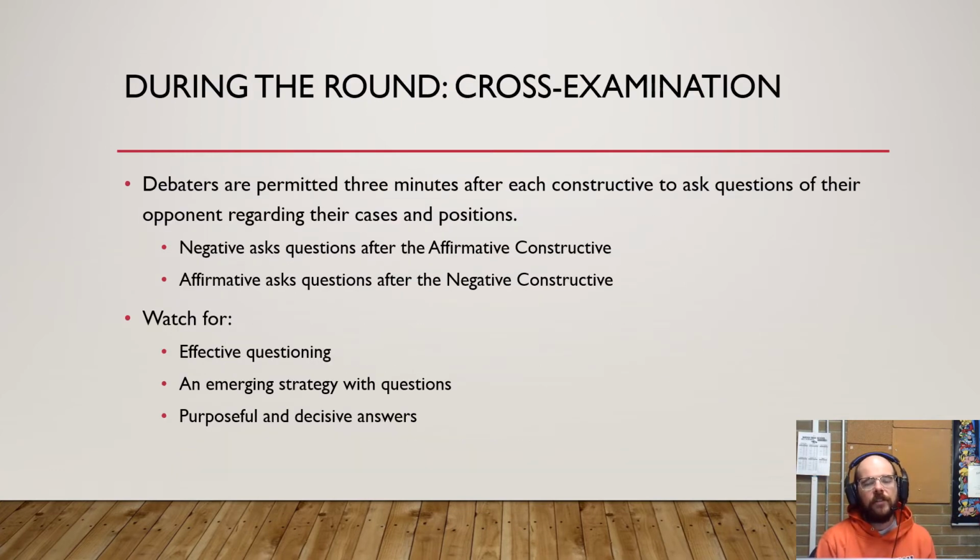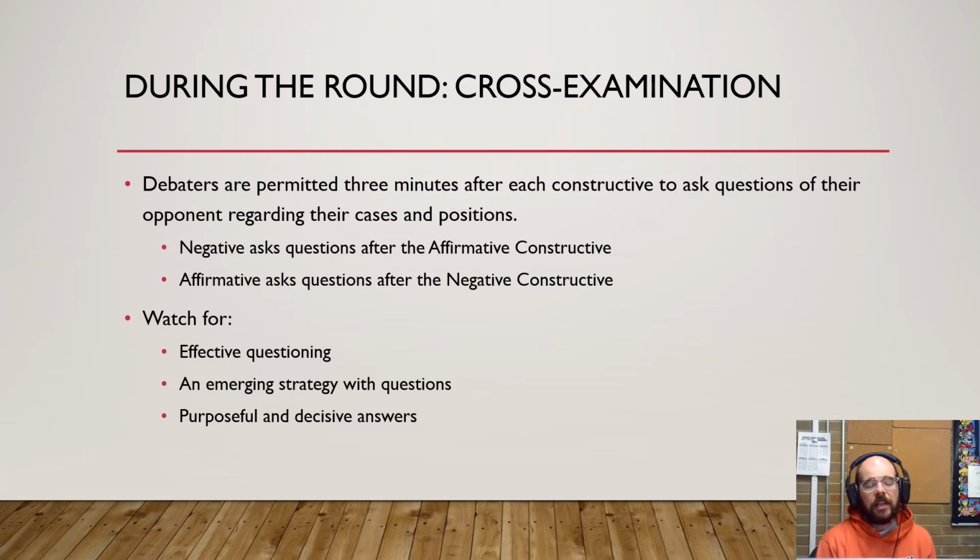After each one of the constructive speeches, there will be a 3-minute cross-examination period. After the affirmative constructive, the negative will ask questions of that affirmative constructive. After the negative constructive, the affirmative gets a turn asking questions. In general, there are 3 major goals of cross-examination. First, to clarify arguments. Second, to attack. Third, to set up their own later arguments.